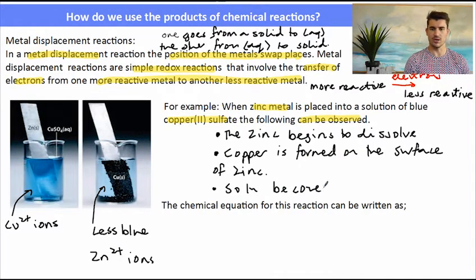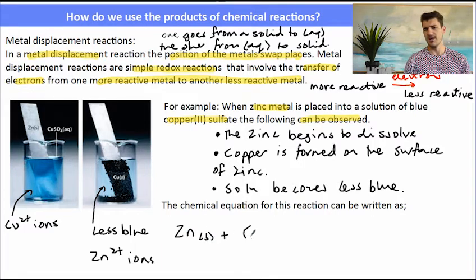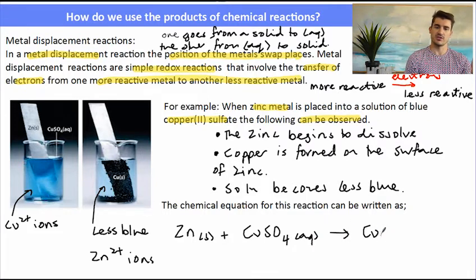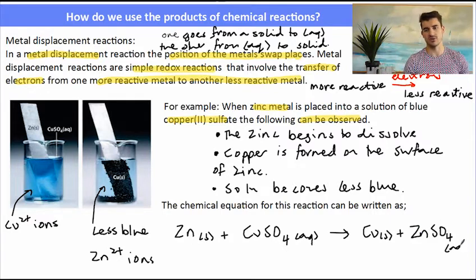So what's the chemical reaction or the chemical equation for this process? Well, we have zinc solid, it's a metal, it's a solid, plus a copper sulfate solution, CuSO4 aqueous. And we're forming copper solid, plus we'll form zinc sulfate. So the zinc has gone from zinc solid to zinc ions, the copper ions have gone from copper ions to copper solid. Metal displacement, they've just swapped places.